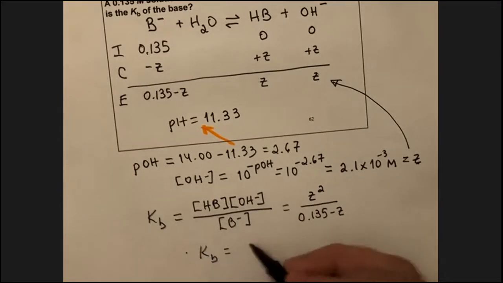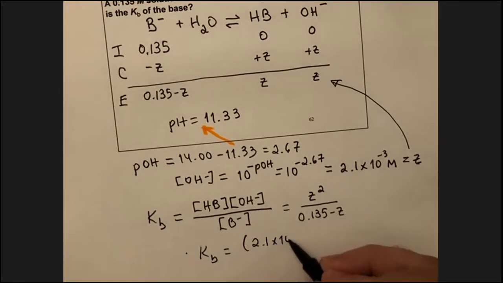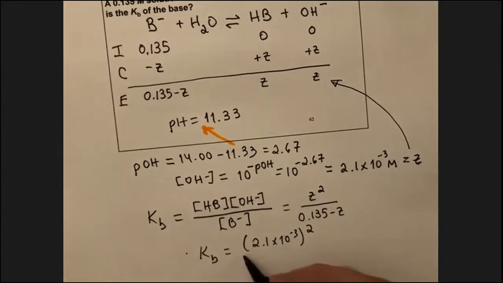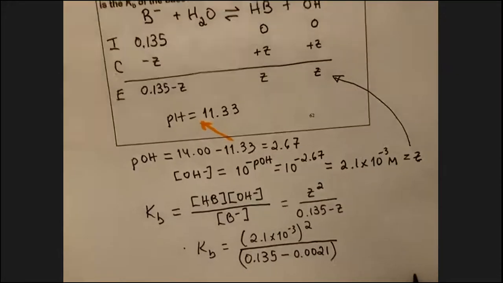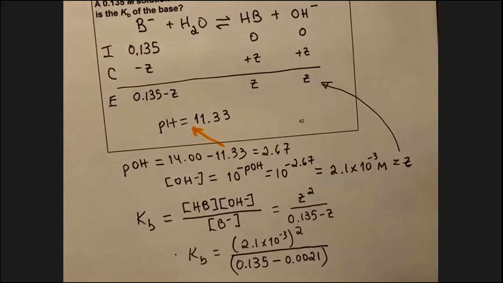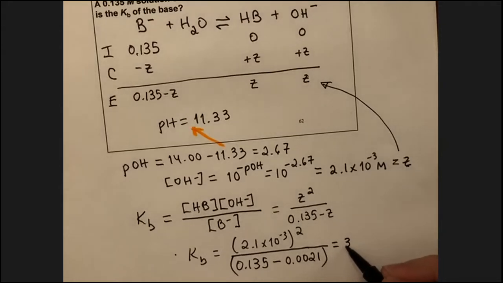So Kb would be 2.1 times 10 to the minus 3 squared divided by 0.135. If it's easier for you, you can write this in regular notation, right? So that would be 0.0021. I mean, if it's easier for you to write it that way, it's all the same anyway. And I'm going to let you guys work on the math for that. And this will come up to a value of 3.3 times 10 to the negative 5.